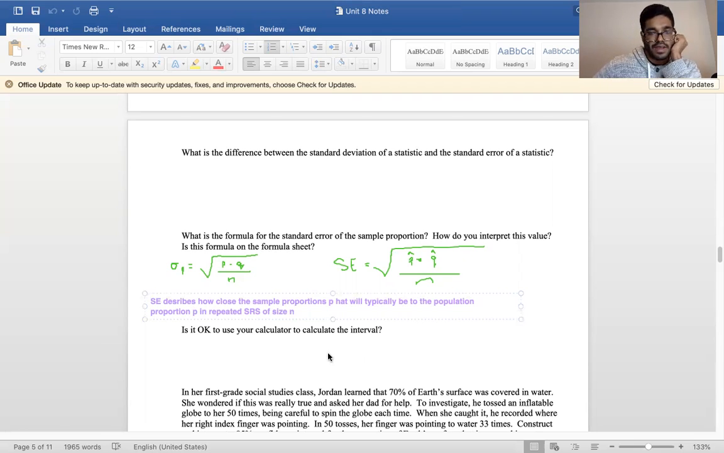Okay. Is it okay to use your calculator? Yes. Again, we talked about this. You need to set it up, and I'll go over the calculator stuff in class. But let me just write something down so you have this in your notes. So in your calculator, you're going to go menu, statistics, and then confidence intervals are there.